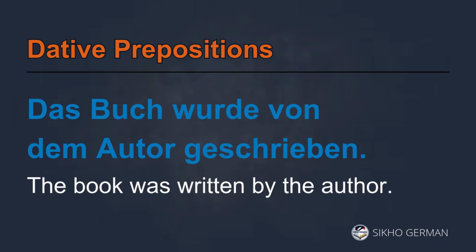Das Buch wurde von dem Autor geschrieben. The book was written by the author. This is the passive voice. When you want to say who did something in a passive sentence, you use von plus dative. Der Autor becomes dem Autor, dative masculine. This is very common in formal German writing.